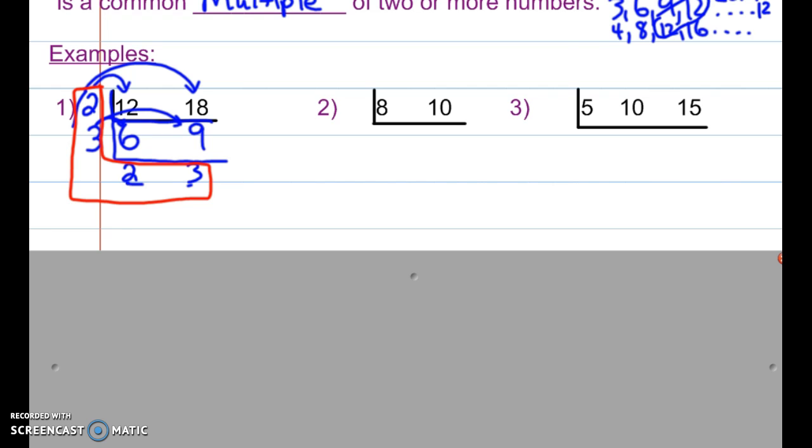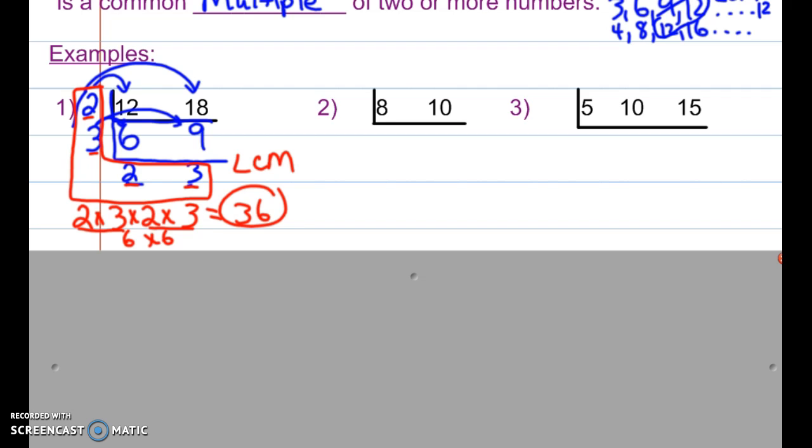So you'll notice that we have blocked in the common factors of 2, 3, 2, and 3. Just like we did yesterday, we're going to multiply those, and that will give me the LCM. Well, 2 times 3 is 6, 2 times 3 is 6, and 6 times 6 is 36. The least common multiple of 12 and 18 is 36. Pause your video and finish that problem.